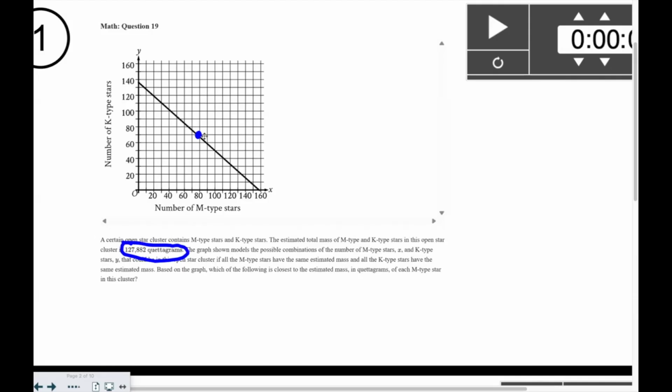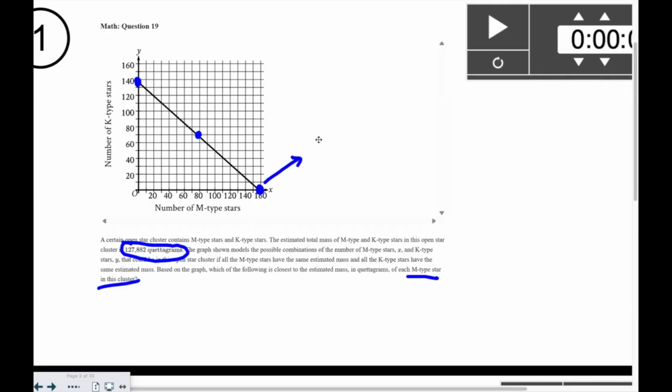The point that I highlighted is not very helpful, I just wanted to explain what the problem is saying. A lot of times they give problems like this, and our focus really needs to be on the intercepts. We want to know what is closest to the mass of each M type star, and this is the combination we care about because they don't mention anything about the K. So we actually want the K to be zero.